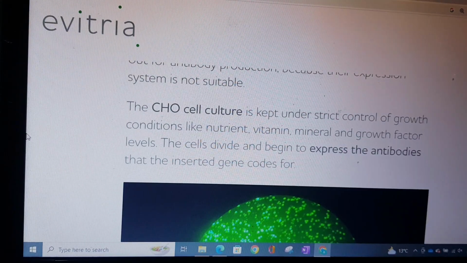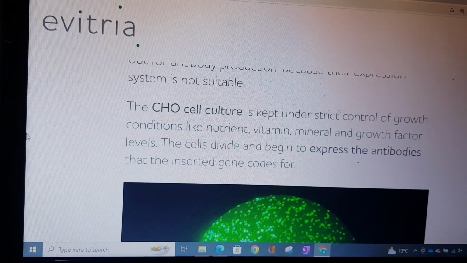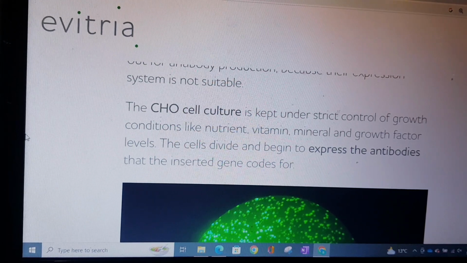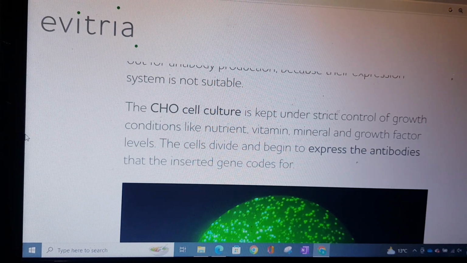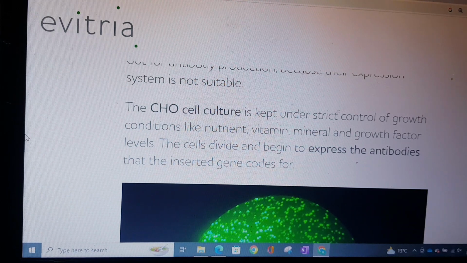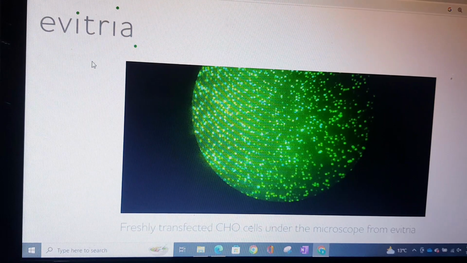The CHO cell culture is kept under strict control of growth conditions like nutrient, vitamin, mineral, and growth factor levels. The cell divides and begins to express the antibodies that the inserted gene codes for. Here, CHO stands for Chinese hamster ovarian cells.